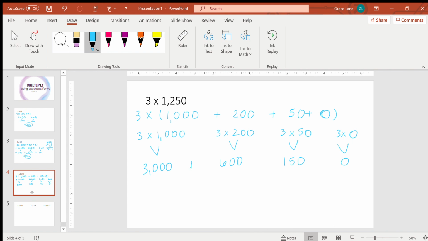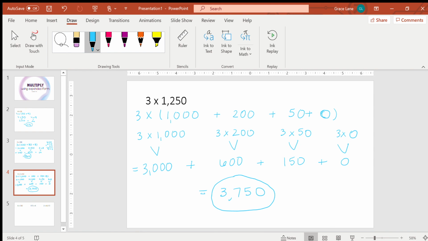So now, using the distributive property again, we're going to add everything up. And 3,000 plus 600 is 3,600. Plus an additional 150 is 3,750. Plus 0 is just the same. So 3 times 1,250 is 3,750.